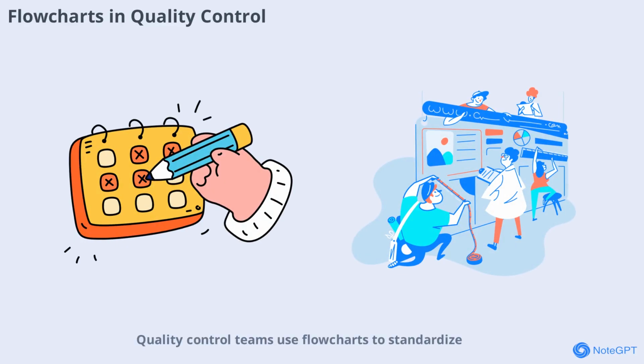Quality control teams use flowcharts to standardize procedures and ensure every step is followed correctly. By mapping out the process, they can spot errors or inconsistencies and make improvements as needed. This leads to higher quality products and services.